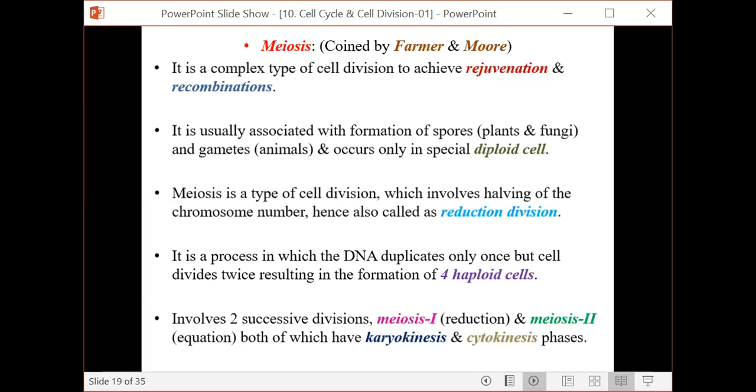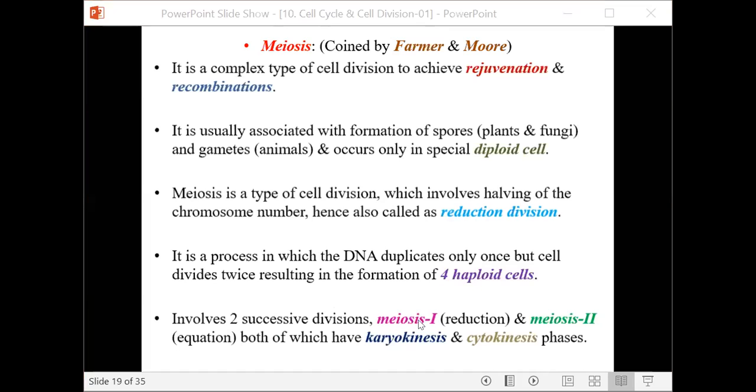Okay, so as I said, there are 2 successive divisions, one after the other. In between the 2 divisions, we will not see the interphase pattern. We will not see that G1, G0, G2, S phase that we just saw in the case of mitosis, where before the cell enters, there is a phase where it undergoes preparation. Between the 2 divisions of meiosis, which are called meiosis 1 and meiosis 2, we will not see that.